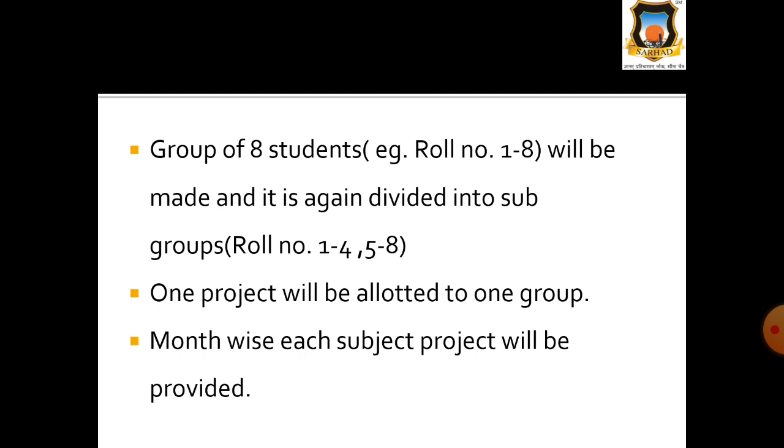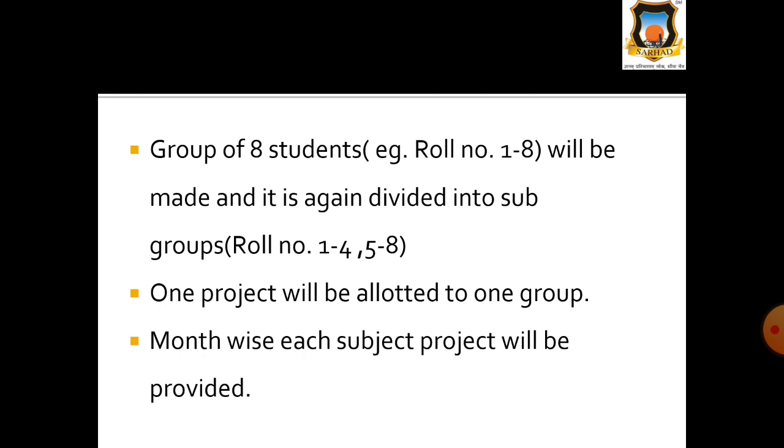So roughly how you are going to complete this project, I'll tell you. We are going to make groups of 8 students, right? For example, roll number 1 to 8 will be the first group, and it is again divided into subgroups, and each subgroup is provided with different work so that you can complete this work and no one will remain behind. Everyone's contribution is considered while doing this project. Then one project will be allotted to one group. For example, if our class is divided into 5 groups, then 5 groups will be provided with 5 different projects. Each and every child will write his or her own project. Though the topic for a particular group will be the same, you have to do your separate work on it, but that will be in collaboration with your peers.